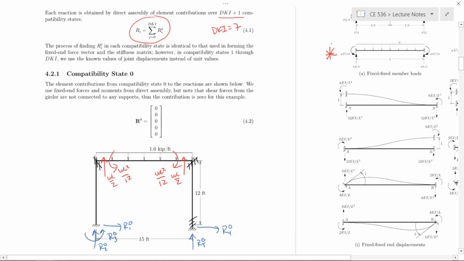For this particular case, all the fixed end forces are occurring at other locations. This force and moment are happening up here, as are these two forces and moments here. None of those coincide with R1 through R5 superscript 0. Therefore, all the contributions for this compatibility state are 0, because there are no member loads applied to members that are connected to the supports. This is not a general result, but that's just for this example.